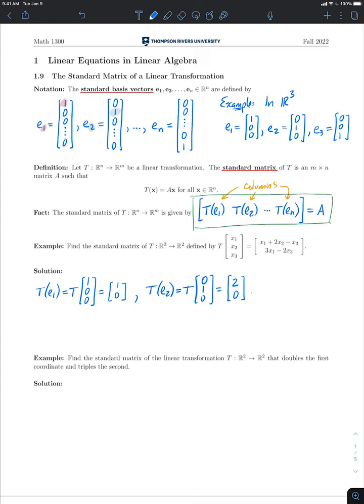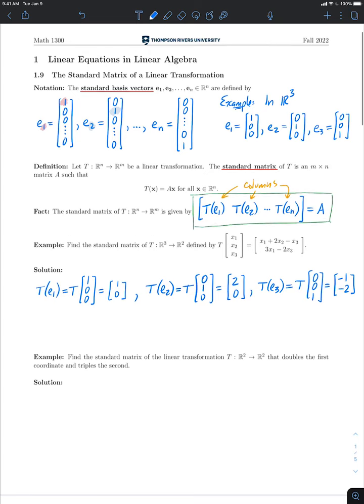Okay, and then T of E3 is going to be T of 0, 0, 1. So plug in a 1 for x3 and a 0 for x1 and x2. So what is that going to give you? Well, the first coordinate is going to give you -1, and these are going to both be 0. And then for the second coordinate, this is going to be -2, and this is going to be 0. So you're going to have -1, -2, like that. Okay, so that's all the pieces that you need.